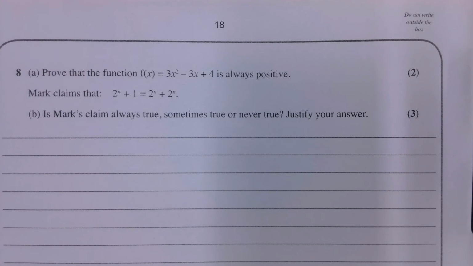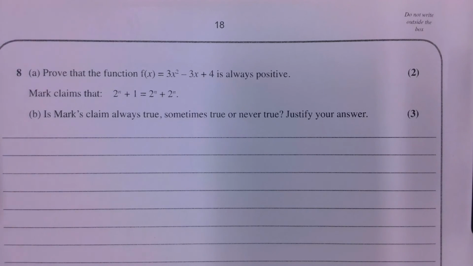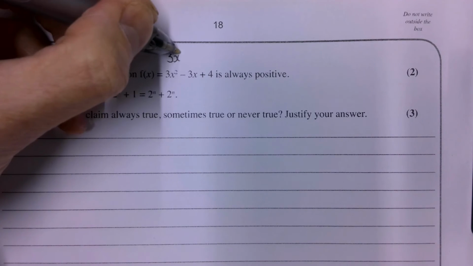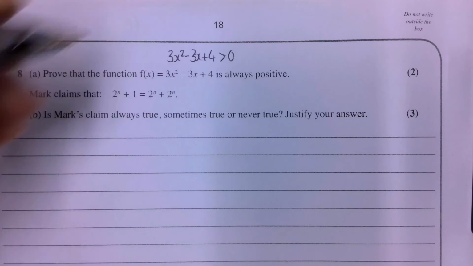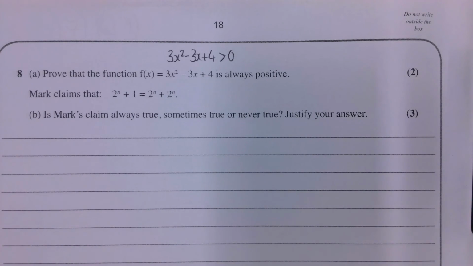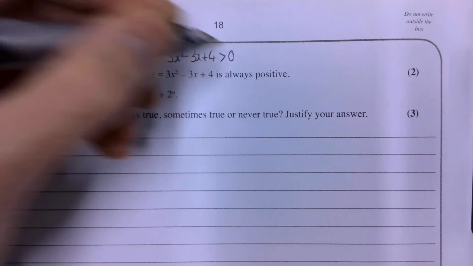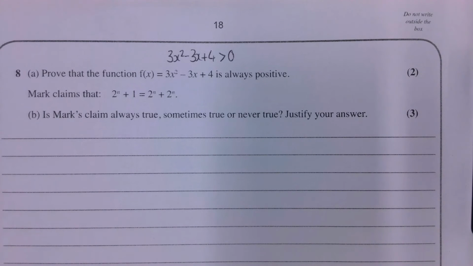Question 8a is a proof question, and they put it in funny words. You've got to prove that this is always positive. So what you've got to do is prove that this is always greater than 0. And in Wednesday's video, I solved a similar problem by completing the square and showing that it never crossed the x-axis, so therefore it was always positive. There's a couple of other ways you could do that. I haven't looked at the mark scheme, actually, to be honest. I don't know how the mark scheme does it.